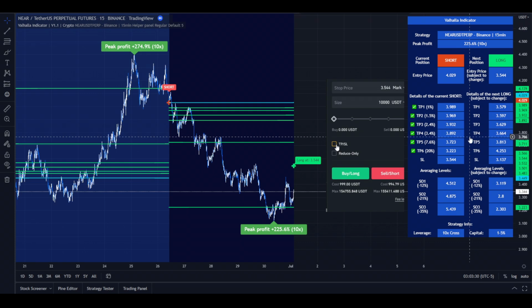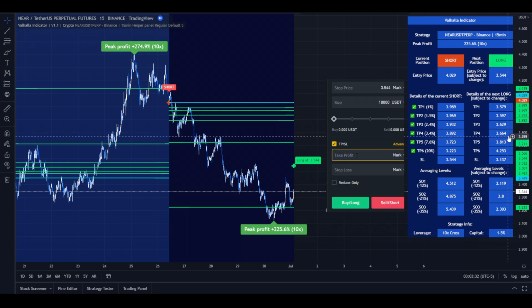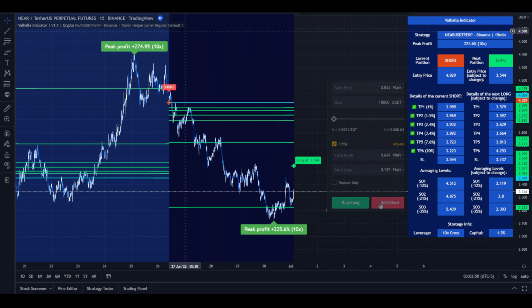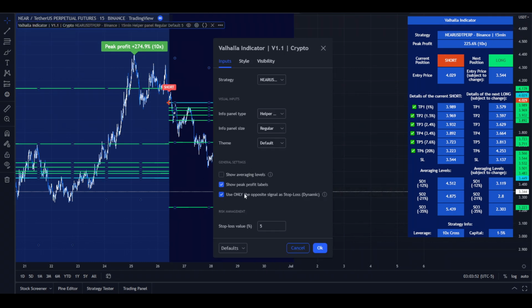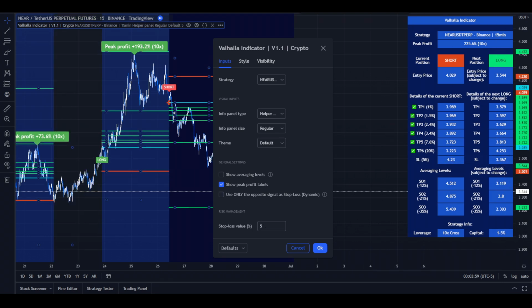You can also set your desired take profit according to your own plan. For example, as we mentioned before, our preferred take profit level for crypto strategies is number 4. So in this case, we will set this price as take profit within our trade setup. For stop loss, we will enter the price shown in here. Remember that this could be different depending on if you have enabled or not the use only the opposite signal as stop loss function. Either way, it will display in here.